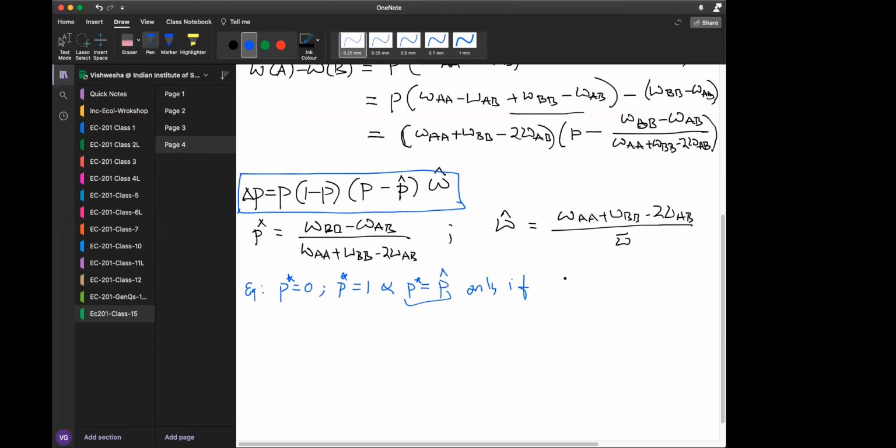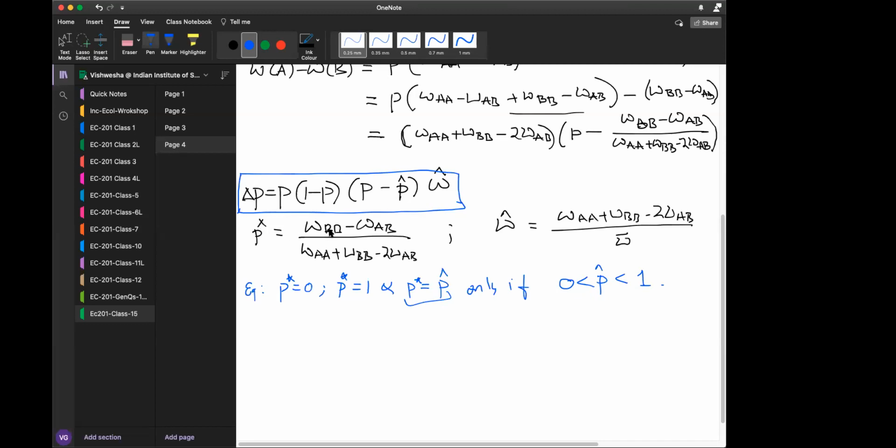Is that right? Otherwise P hat is meaningless. Okay, it's not a useful equilibrium at all for us. So let's see when this is true. First and foremost, if you want to have P hat greater than 0, what is the condition we need?